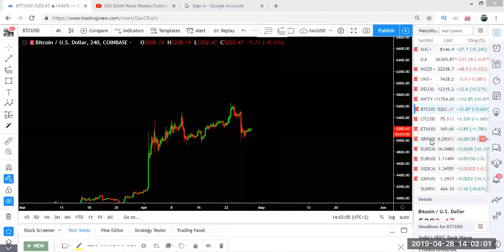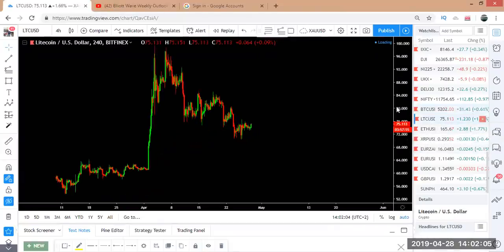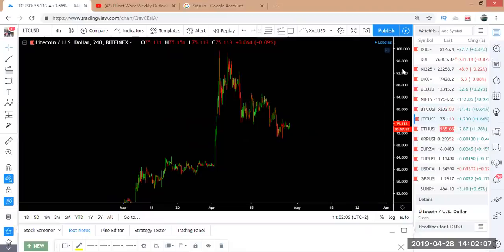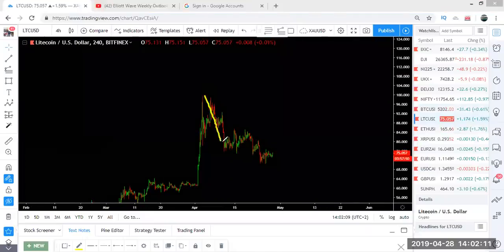Now, let's look at Litecoin. Litecoin also has a 3-wave corrective structure pullback, which is this one here. And we're expecting that after this, it may push a little bit higher. So it's a pullback in 3 waves and a continuation. So that's a continuation pattern to the upside, right? So we have to look at that and see how that plays out.